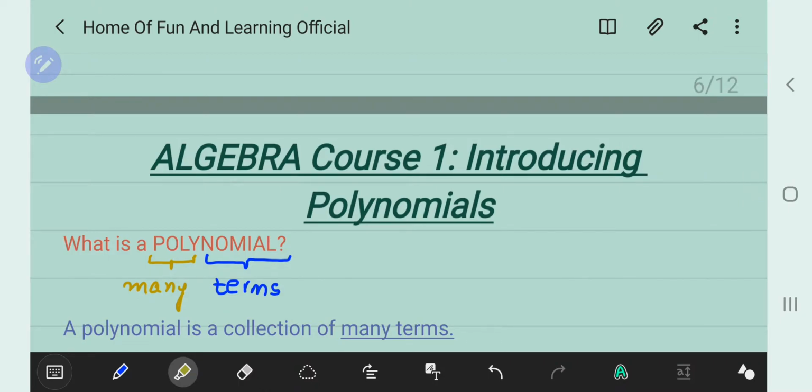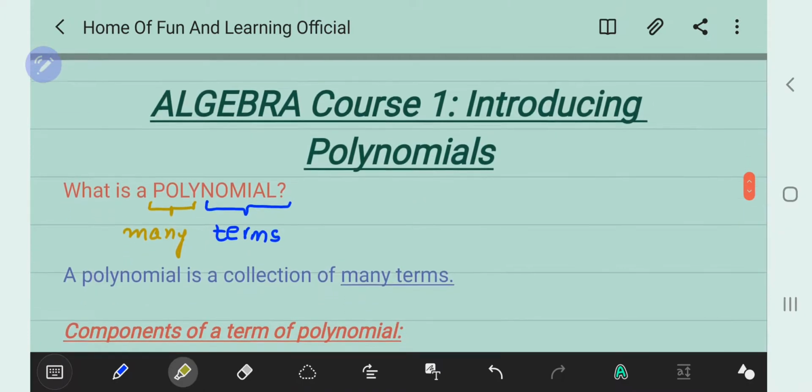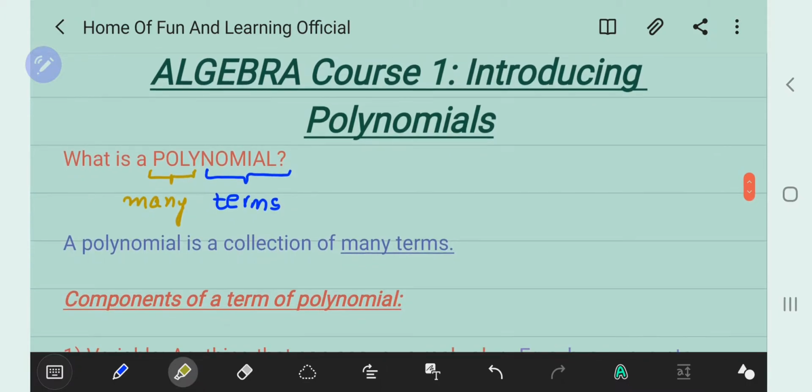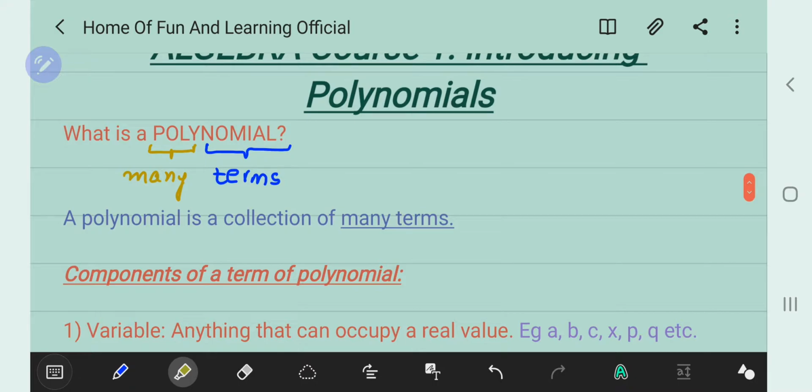Simple, right? Okay, let's move on to the parts of a term of a polynomial, the components of a term of a polynomial. So the first component is a variable. Now, what's a variable? A variable is anything that can occupy a real value. For example, a, b, c, x, p, q, etc. They all are variables because they can be replaced by a real value.